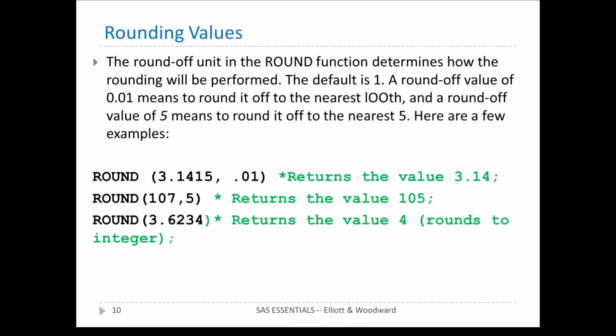So here are some examples. If I say round(3.1415, 0.01), that says return this value to 2 decimal places, so it's going to give me 3.14. Now, it's going to round that, so if that happened to be 3.146, it would have returned 3.15 because it will round it to the nearest number there. And then round(107, 5), again, that means return the nearest 5, so 105 would be the answer. And then round(3.6234) returns the value 4 because it rounds to the nearest integer.